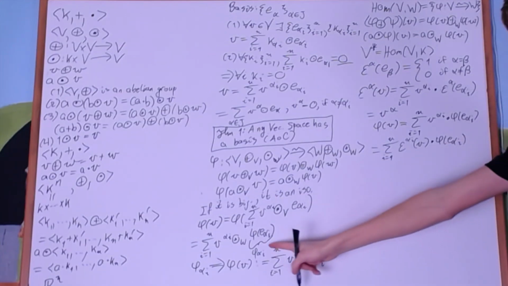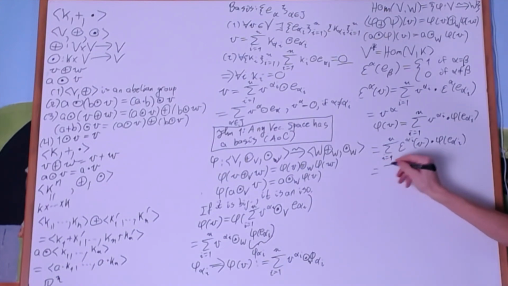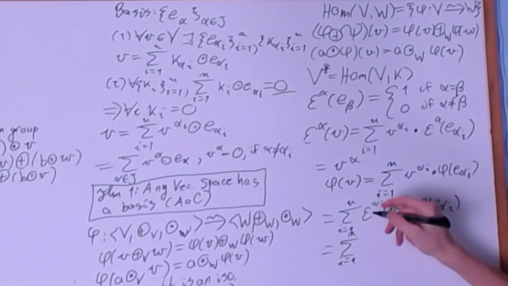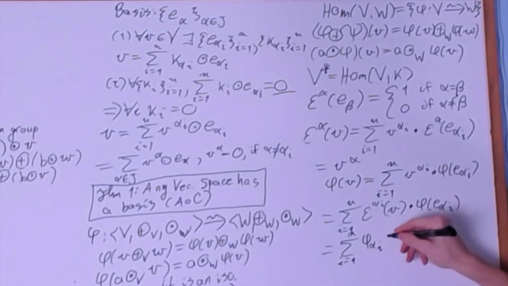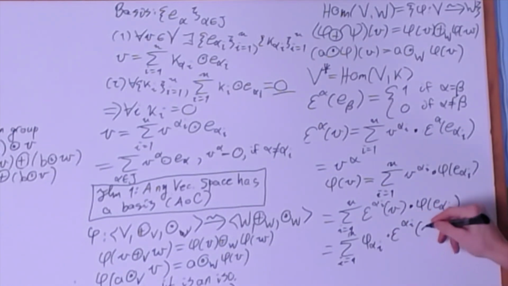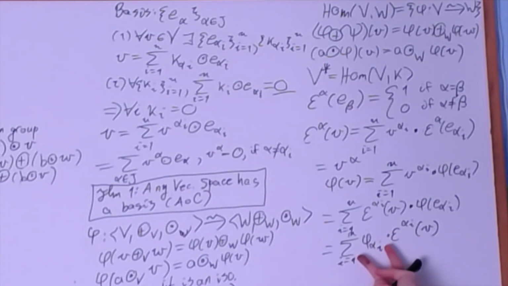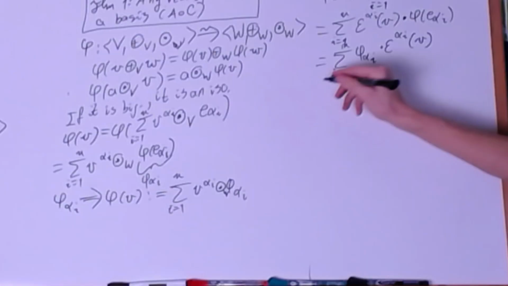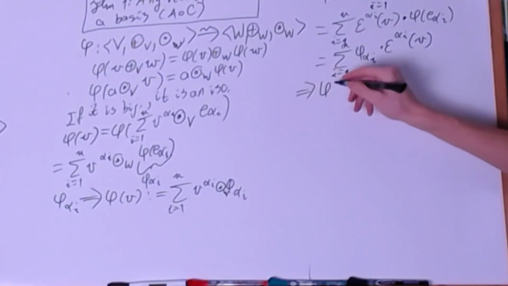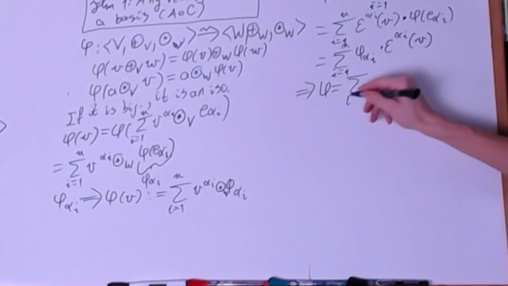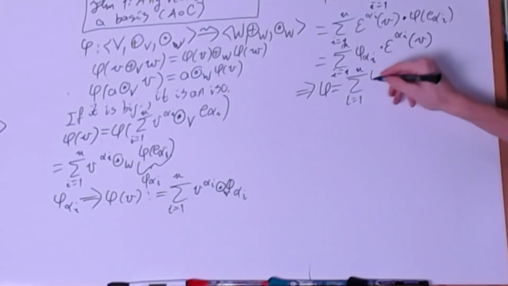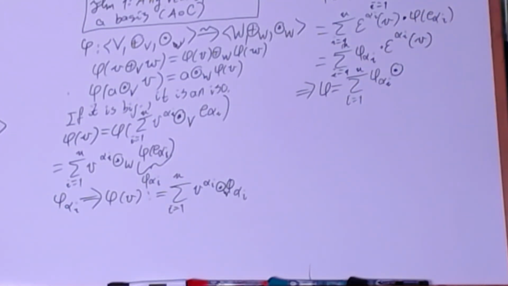Now we use the definition of the components of phi, and we write that this is equal to the sum from i equals 1 to n of phi alpha i times epsilon alpha i applied to v. Now that looks exactly like a basis. Right here is a map, right here is an element of the field. This is like a linear combination of the basis elements. So by this fact, we have it that phi is equal to the sum from i equals 1 to n of phi alpha i, linear map multiplication, epsilon alpha i.